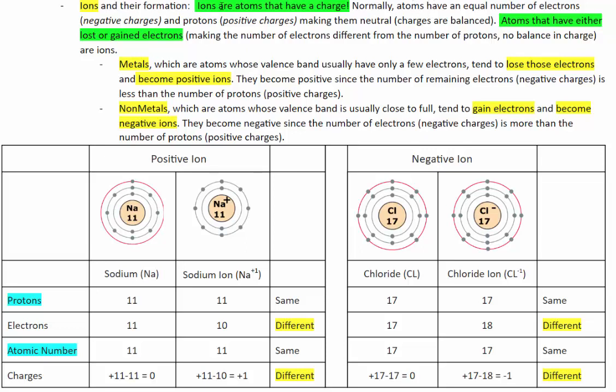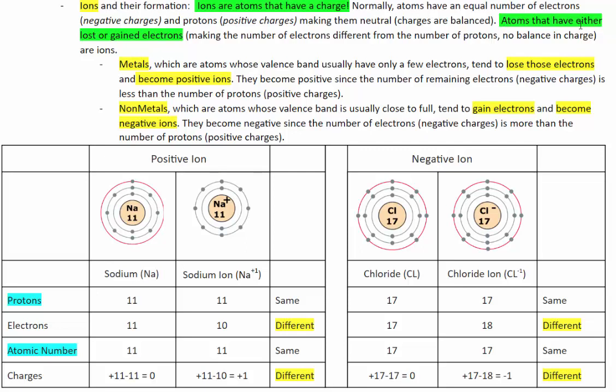Ions are atoms that have a charge. Normally, atoms have an equal number of electrons, which have a negative charge, and protons, which have a positive charge, making the atom as a whole neutral. The charges are balanced because of the equal numbers of protons and electrons.